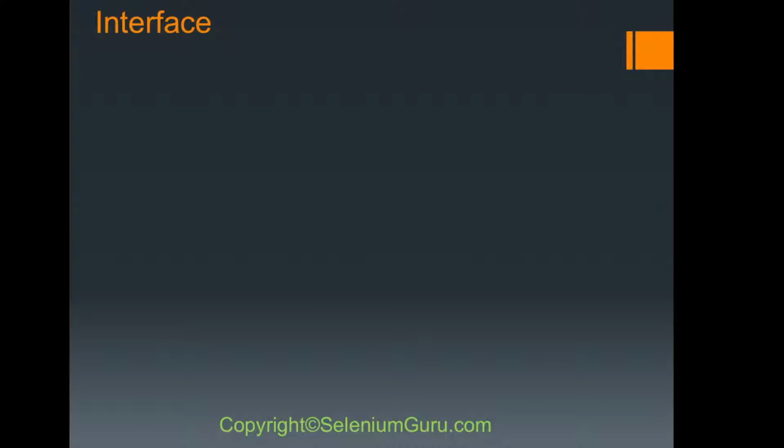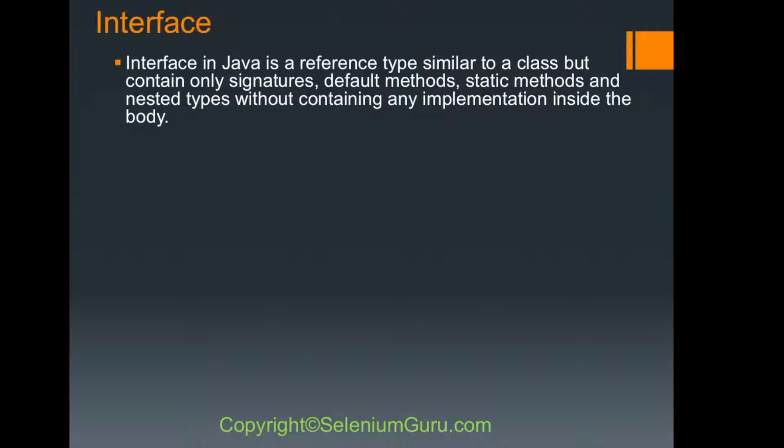In this lecture, we're going to learn about interface. So what is an interface? An interface in Java is a reference type similar to a class, but it contains only signatures, default methods, static methods, and nested types without containing any implementation inside the body.